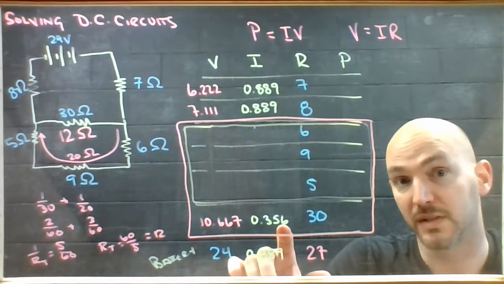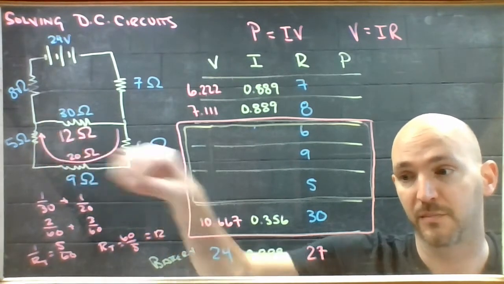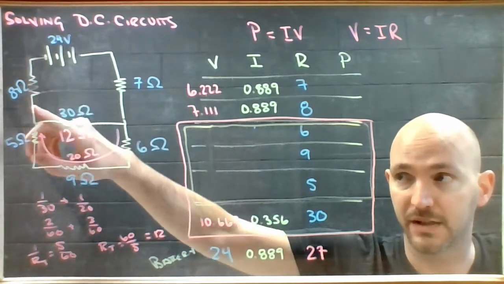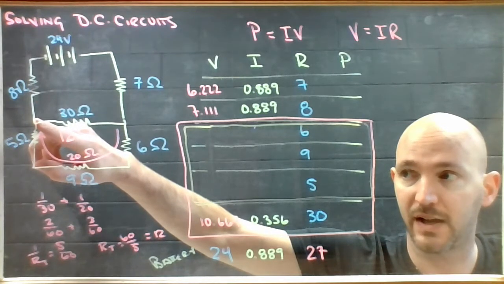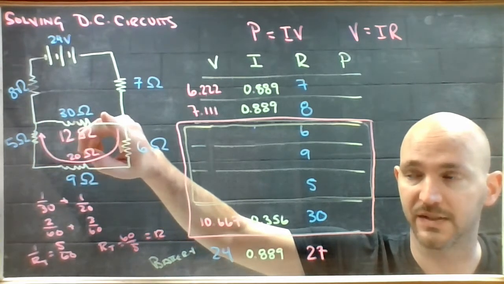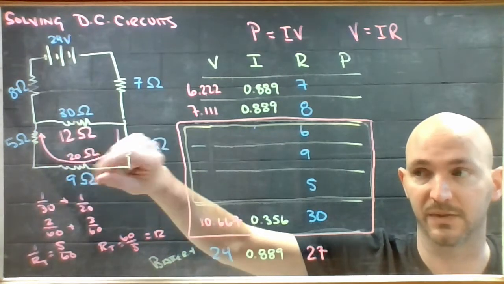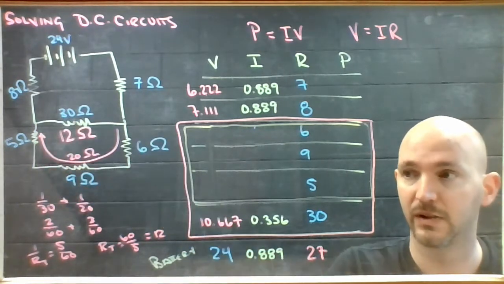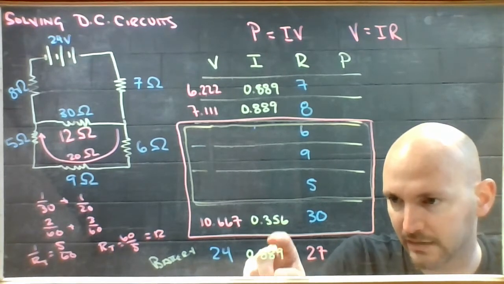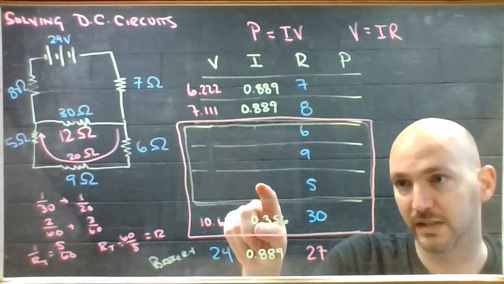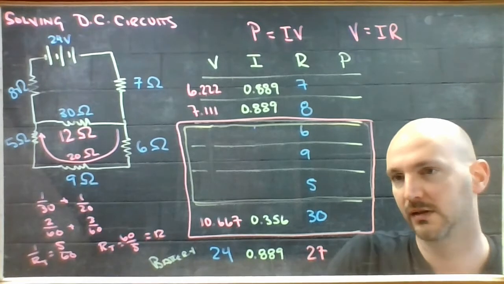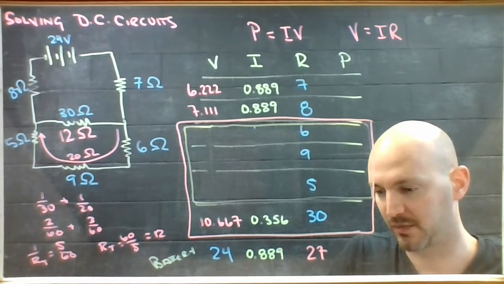Well, this is one of the branches, right? 0.889 amps comes down here, and then 0.356 of those amps peel off in this direction. So whatever's left over must be what the current is through this bottom branch. So if I could take that out of this, I could put it here. Let's try that.